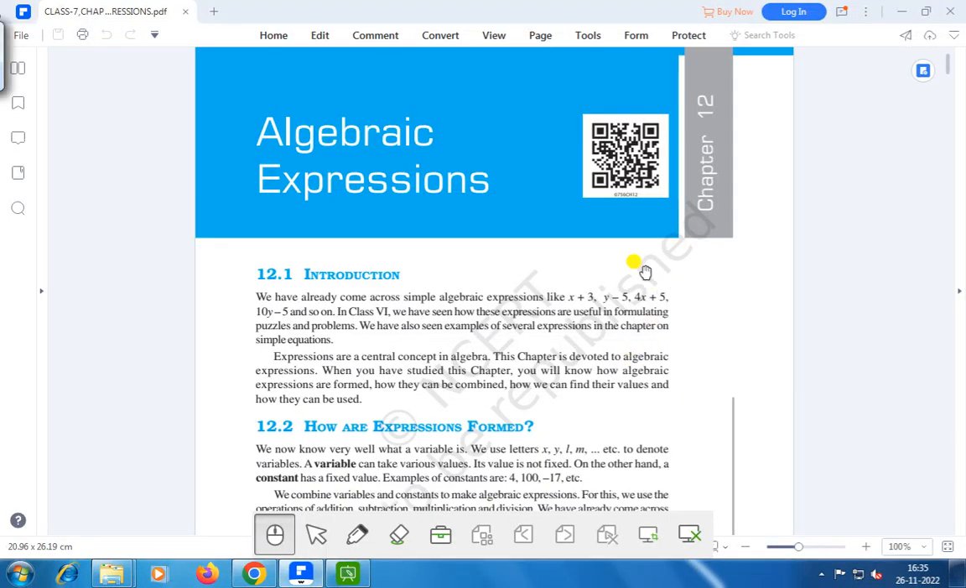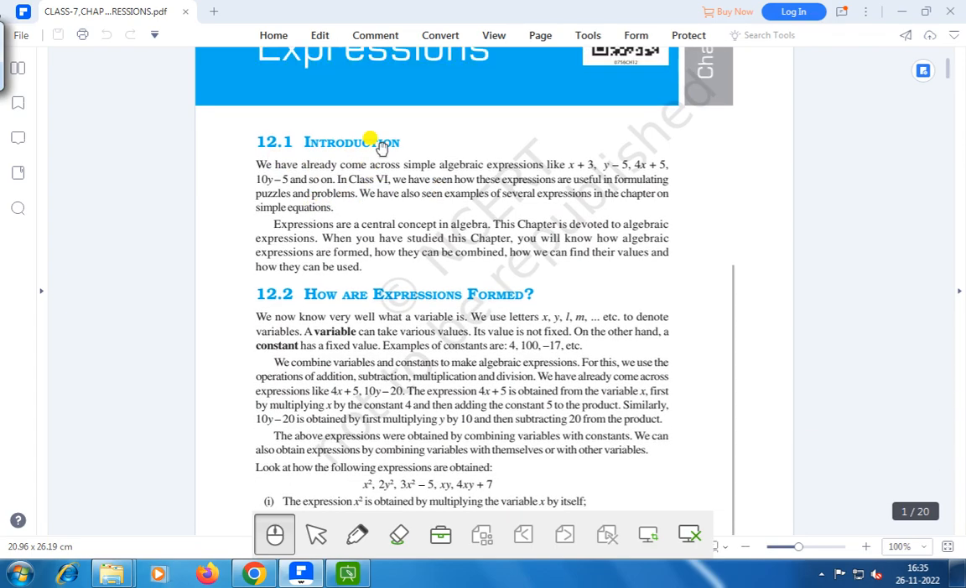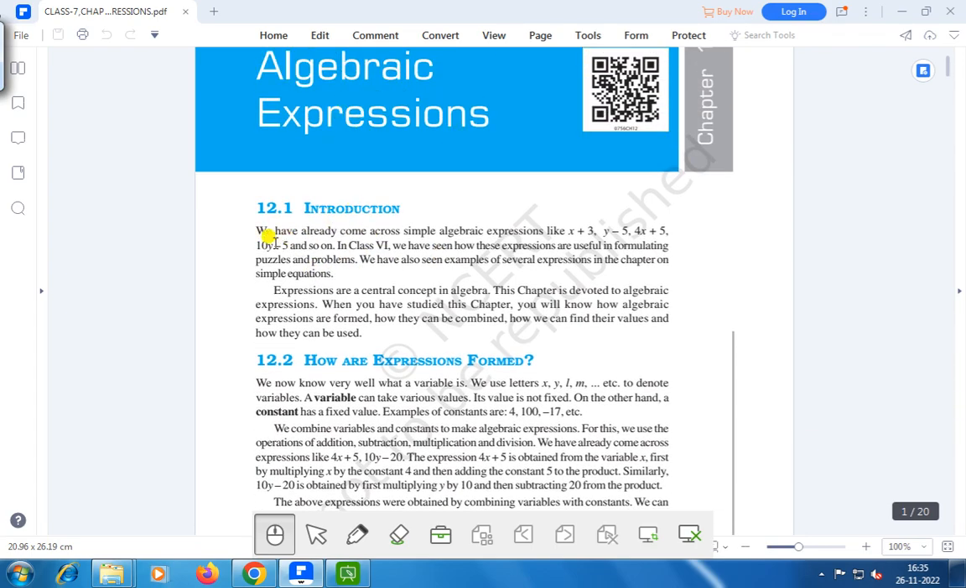Hello everyone, today we shall discuss algebraic expressions, that is chapter 12. Here, today we have an introduction to algebraic expressions. We have already come across simple algebraic expressions like x plus 3, y minus 5, 4x plus 5, 10y, and so on.